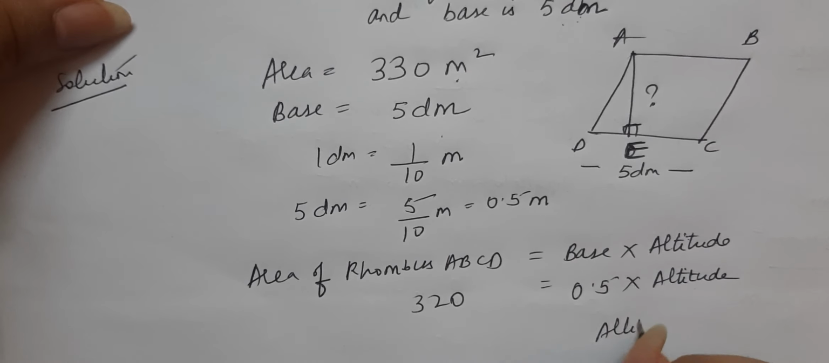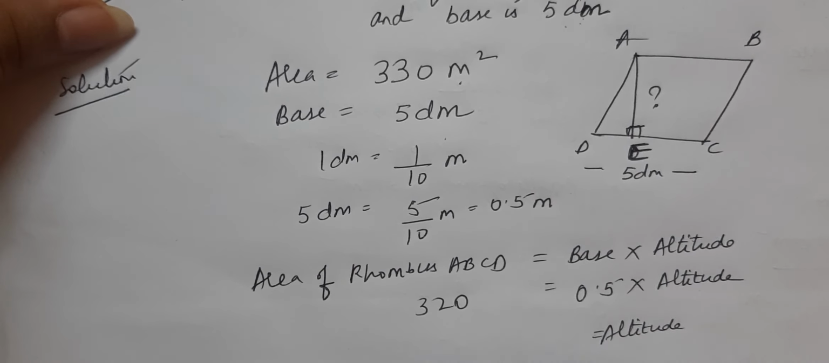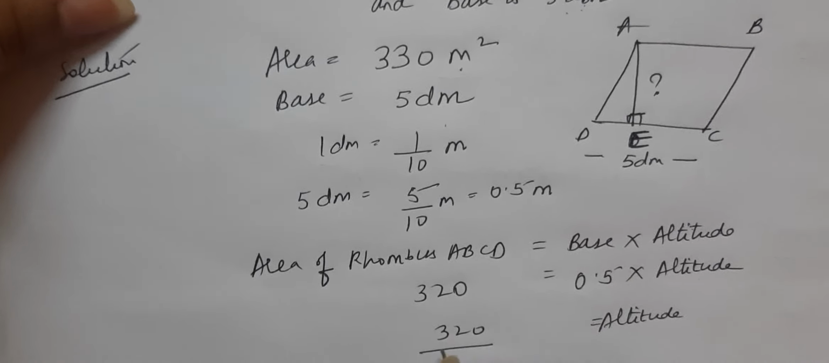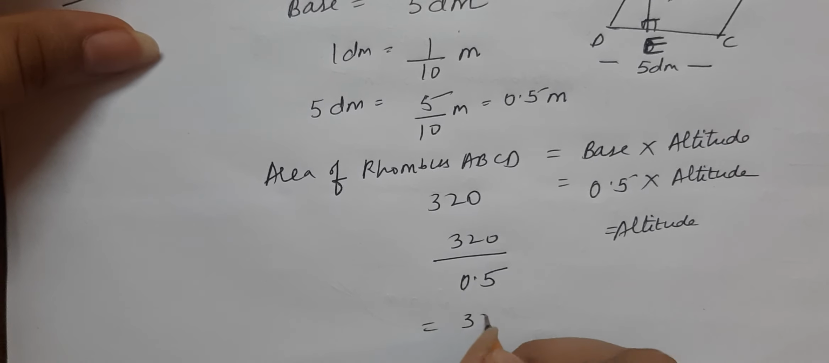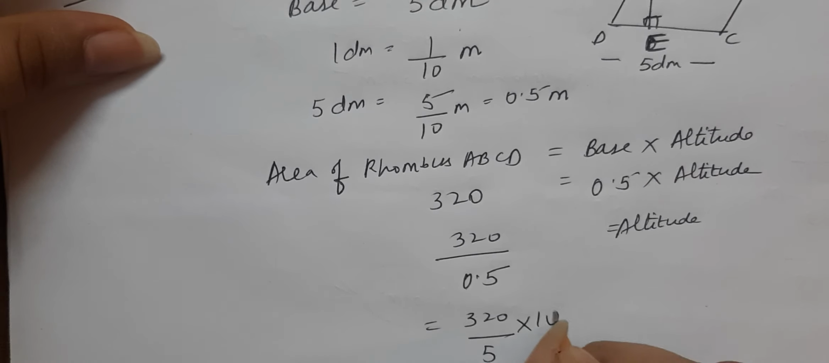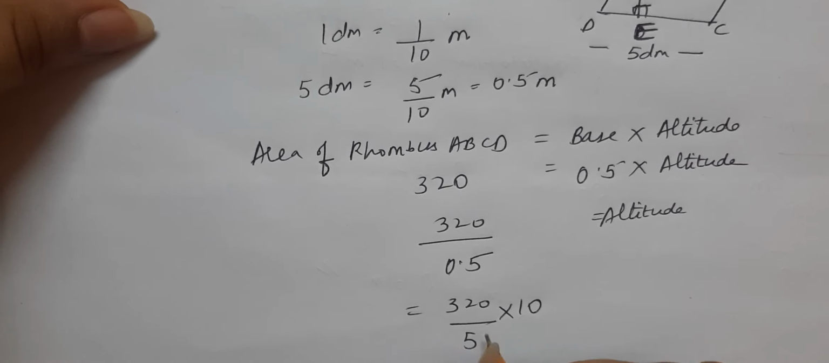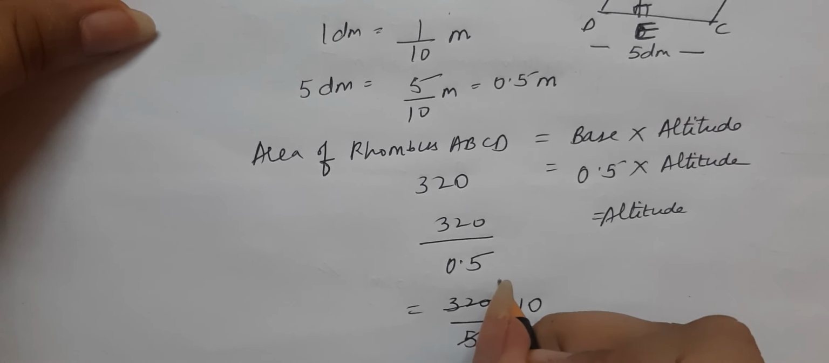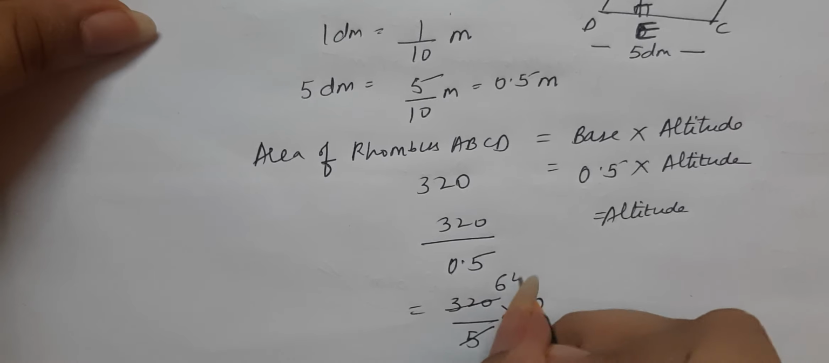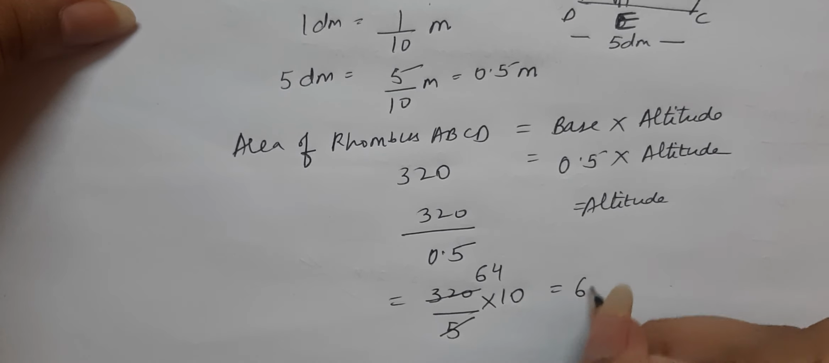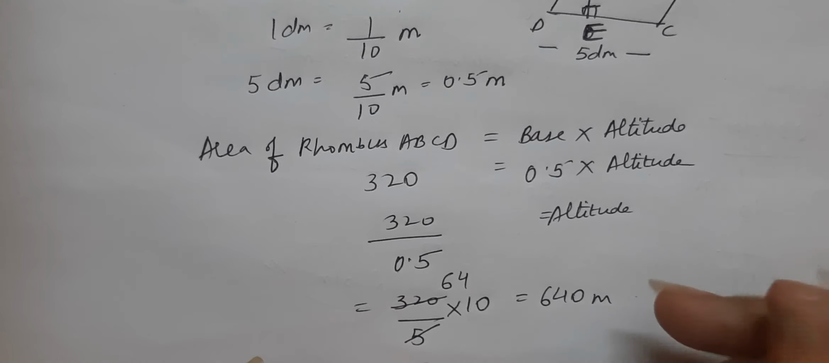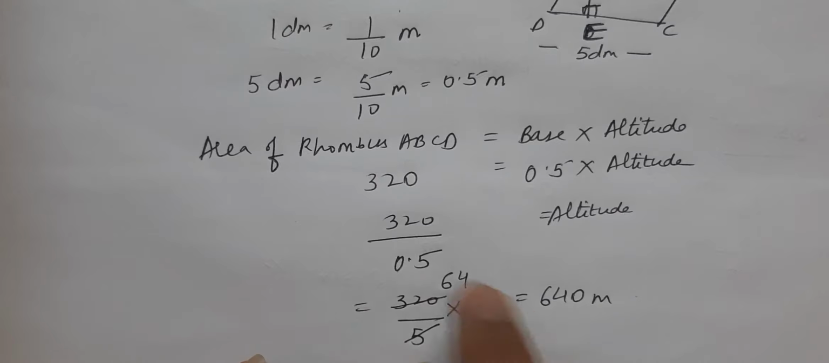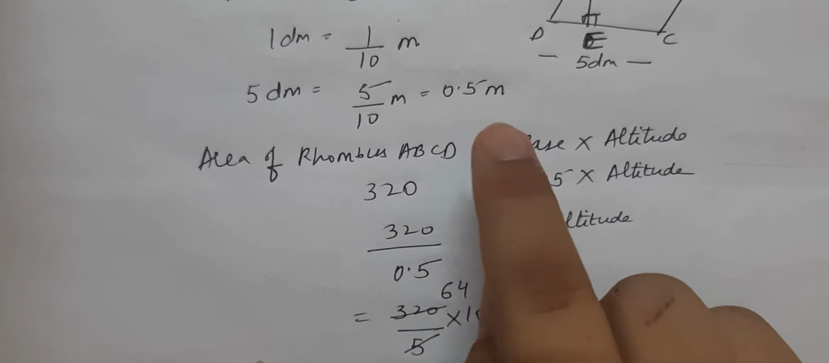So altitude will be equal to 320 upon 0.5. I can convert it into p by q form. So 320 upon 5 by 10, the 10 will go above, so I can cancel it out. So 6 on 30 and then 4. So answer is 640 meter. Don't think that it's greater than 320. 320 is meter square. This is 640 meter, and the base is 0.5 meter.